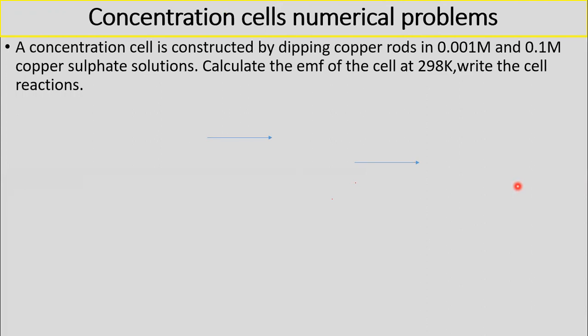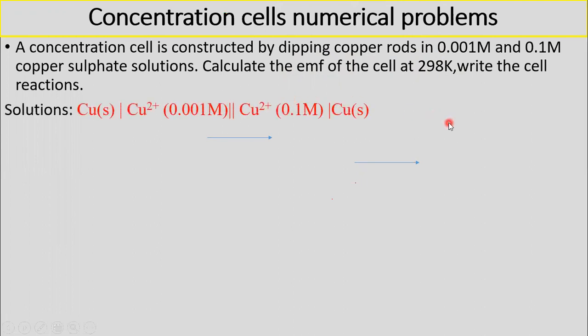Once a problem is given, you have to read it twice. Find out what are the data given. Here the concentrations are given and we have to calculate the EMF. Let me explain this. First we have to write the cell representation. Then the remaining part becomes very easy for us.